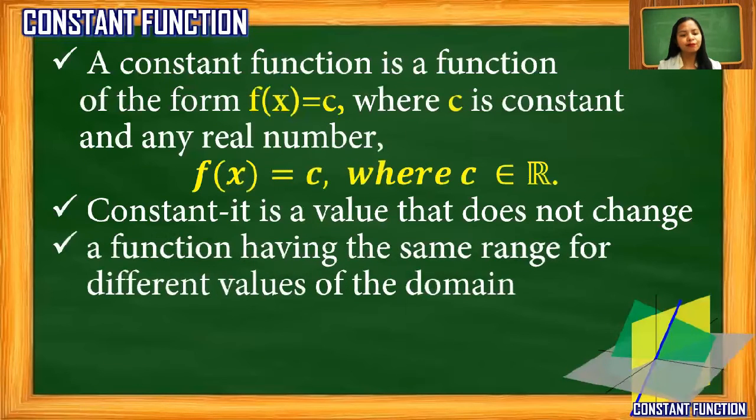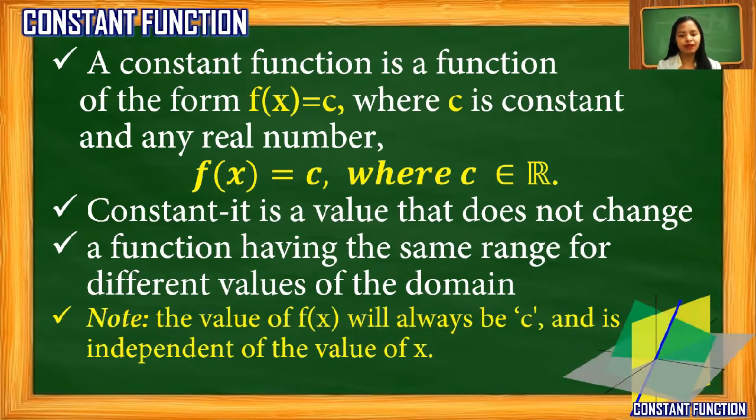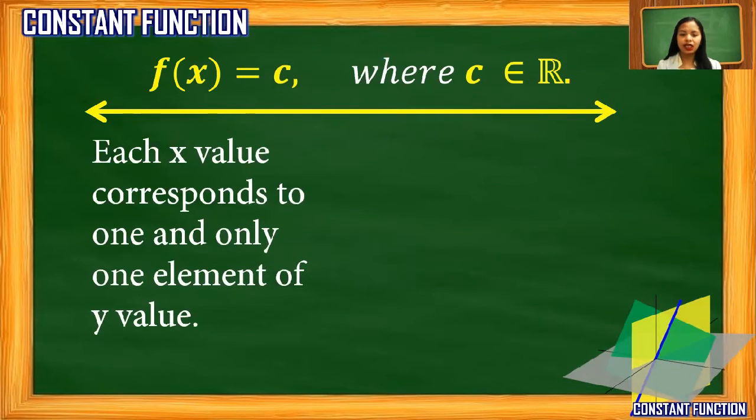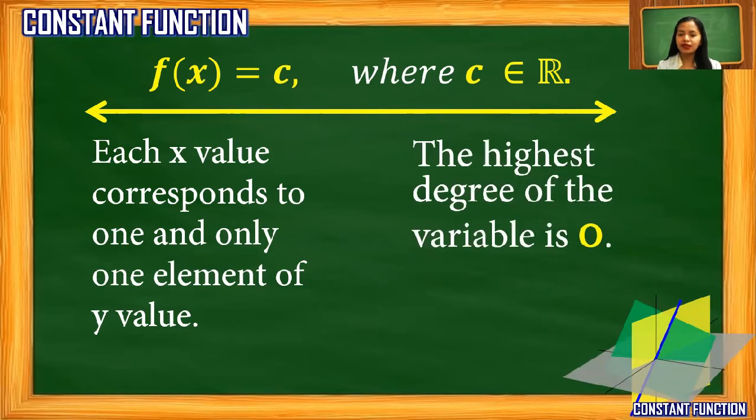Now, a constant function is a function having the same range for different values of the domain. Take note, the value of f(x) will always be c and is independent of the value of x. If we have a constant function f(x) = c, each x value corresponds to one and only one y value, and the highest degree of the variable is 0.